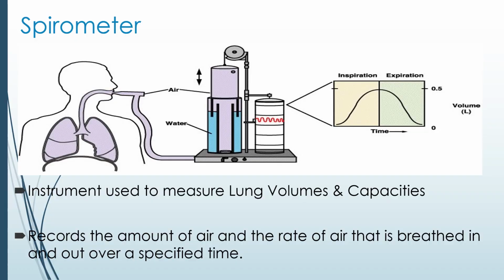Spirometer is an instrument that can measure the volume of air an individual can inhale or exhale as a function of time. That is also important. This instrument is used to measure the lung volumes and the capacities. It records the amount of air and the rate of air that is breathed in and out over a specified time.